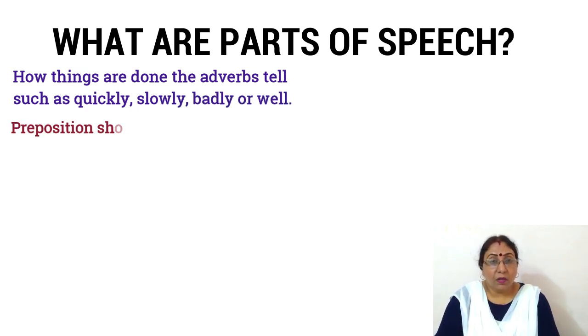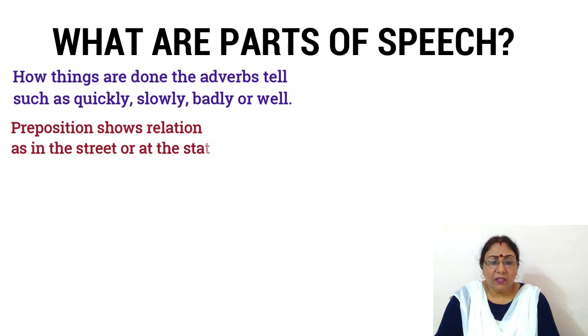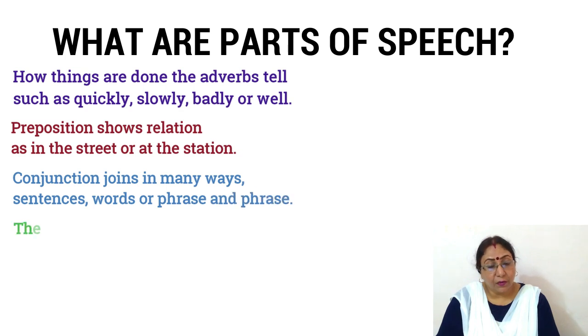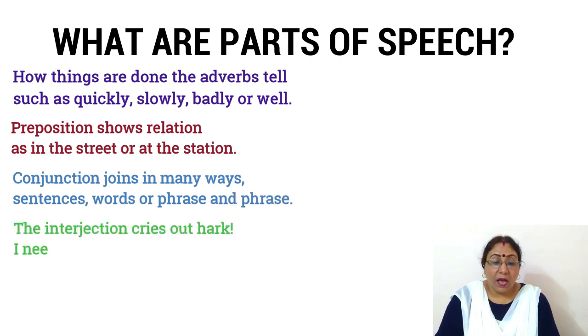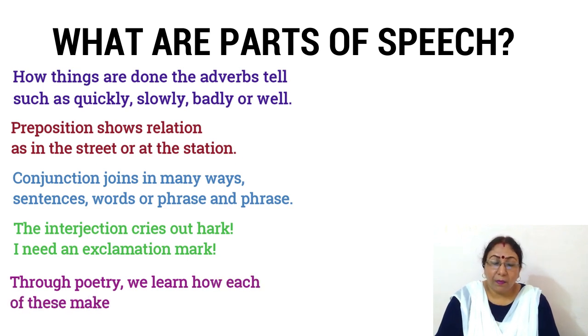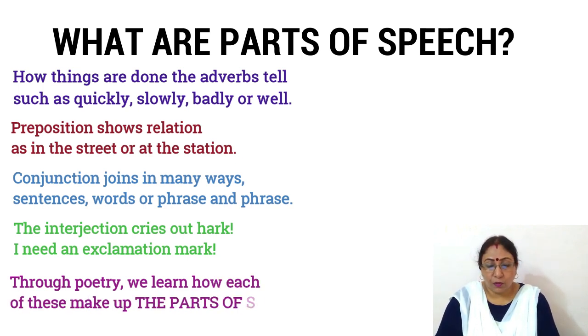Preposition shows relation, as in the street or at the station. Conjunction joins in many ways sentences, words or phrase and phrase. The interjection cries out hard, I need an exclamation mark. Through poetry, we learn how each of these make up the parts of speech.